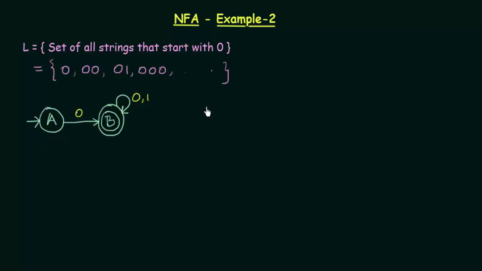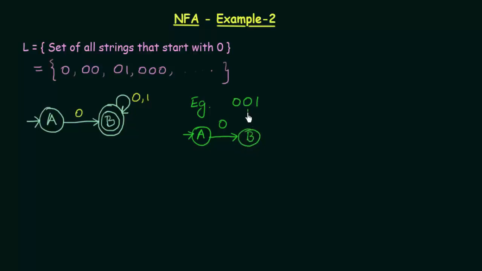Now let us take a few examples and see what happens. Let me try to pass a few strings. Let me pass the string 001. As usual, I should always start with the starting state, which is state A. And A, on getting input 0, where does it go? It goes to state B.